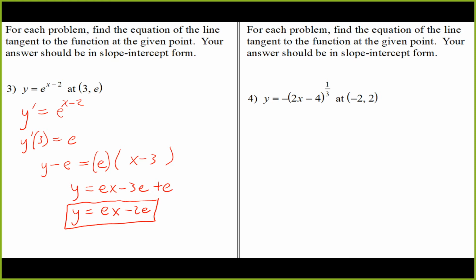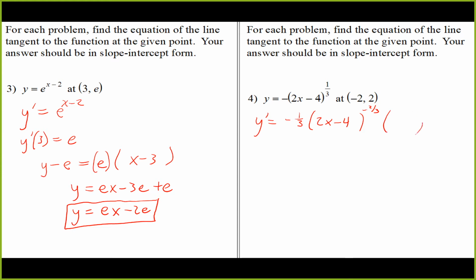All right, last one. Kyle, what do I need to do first? Derive. Okay, I need to derive first. What's going to happen when we derive? Y prime is equal to negative 1/3 times 2x minus 4 to the power of negative 2/3.